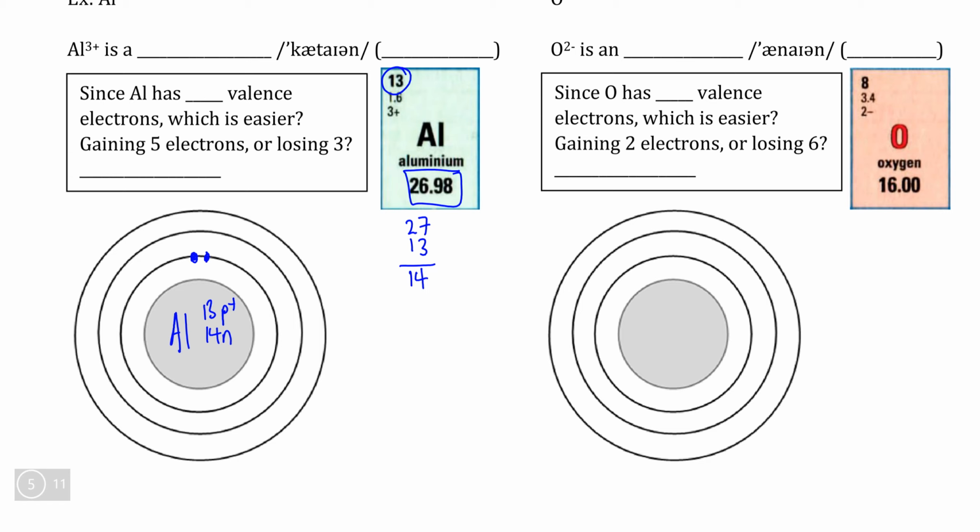So let's put 2 in the innermost shell. 13 minus 2 means we have 11 left over. Now let's go ahead and put 8 in the second shell. So 1, 2, 3, 4. Then we can start pairing them after we've added 1 electron in each direction. There's our 8. So 11 minus 8 means that we have 3 left over. So we can go 1, 2, 3, and that is aluminum's valence shell.